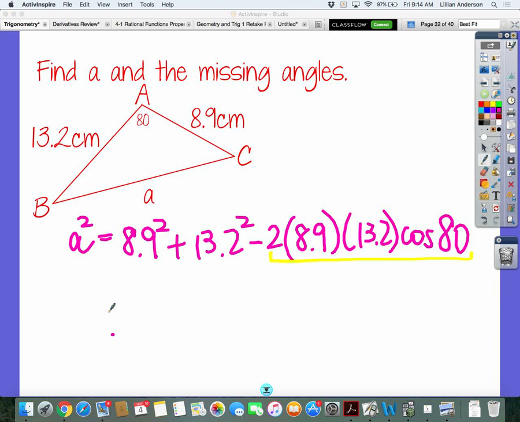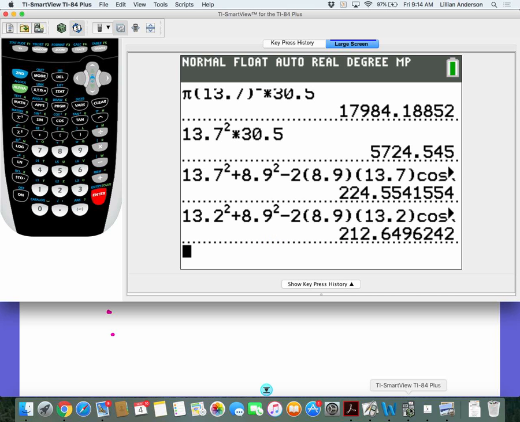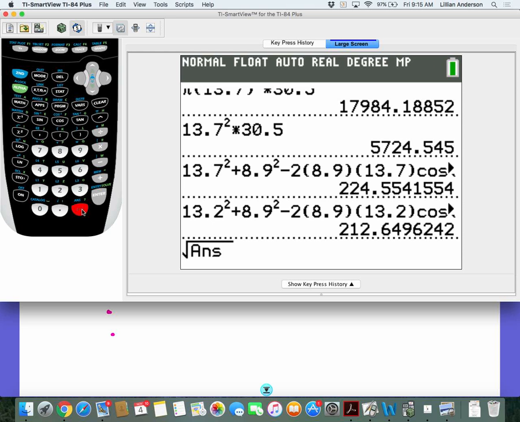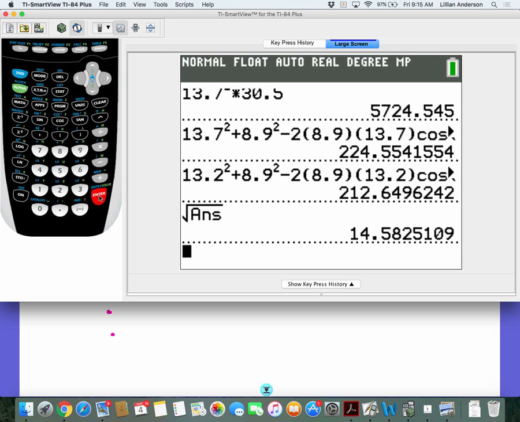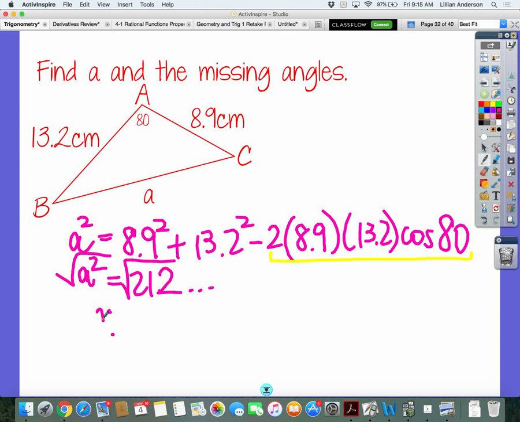So, a squared is about 212 and some change, but to actually find a, we're gonna need to what? Take the square root. Do not forget to take the square root. Square root second negative, 14.6. Good stuff. Questions on that?